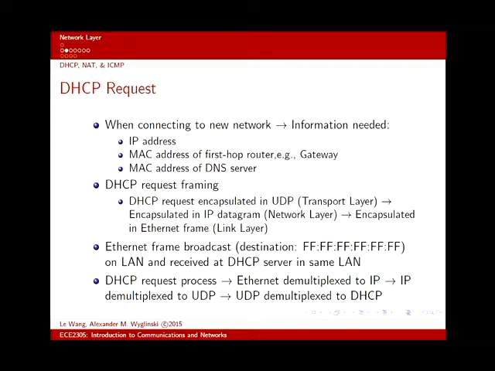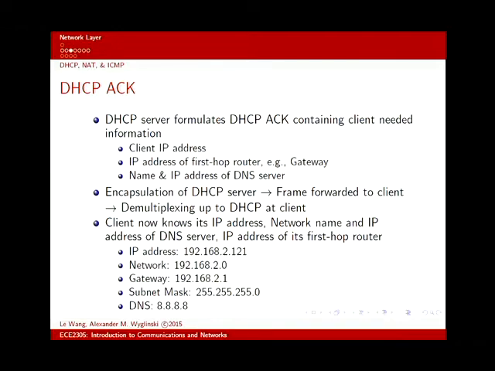So anyways, what happens is you get the Ethernet, it's demultiplex means that we remove the Ethernet frame information, the header information to get the IP datagram. The IP datagram then is pulled apart to give me the UDP data. Then UDP is now decomposed to give you the DHCP information. Okay. And then the ACK is just saying, you're all set. And you have now an IP address.